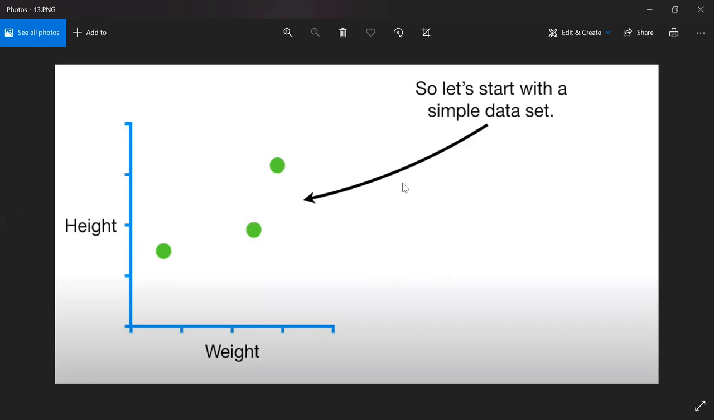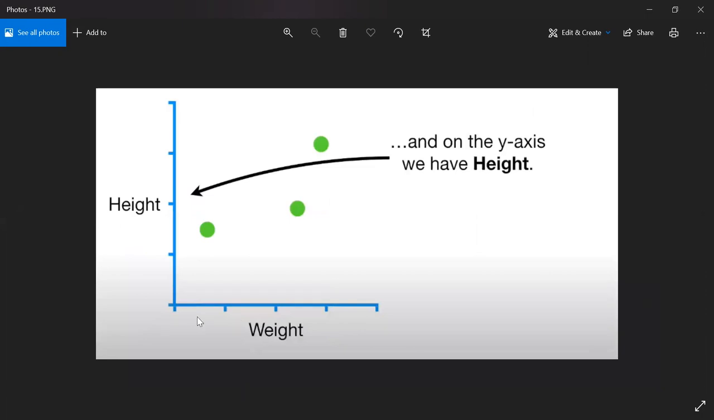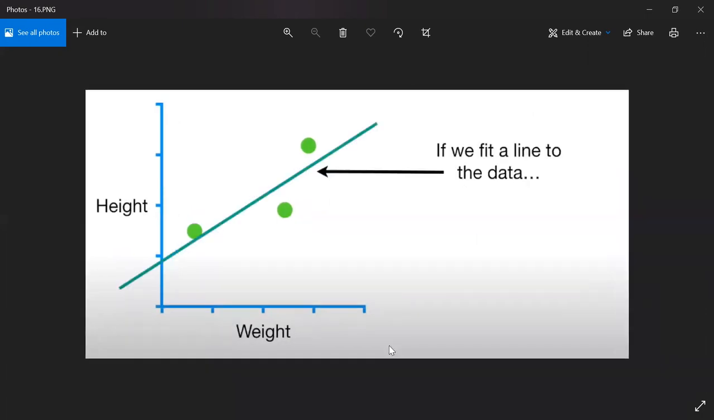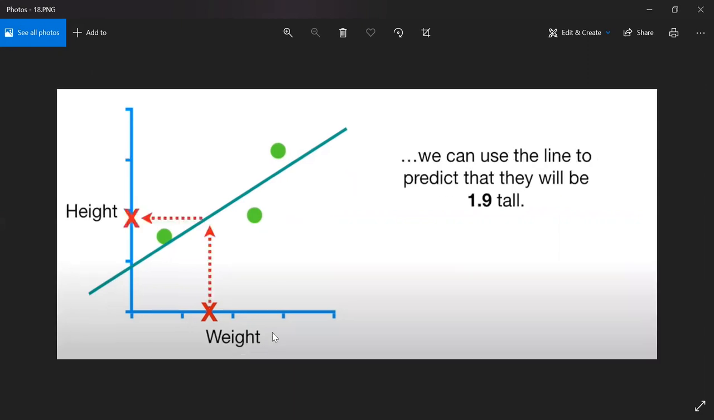So let's start with a simple data set. For example, on the x-axis we have weight, and on the y-axis we have height, right? Now, if we fit a line to the data, for example, someone tells us the weight of the person is 1.5 pound. If I plot the line, height will be generated here. Agree? So this is called 1.9 tall.